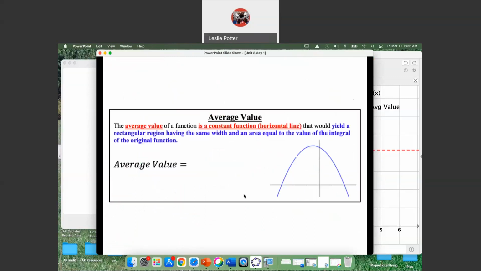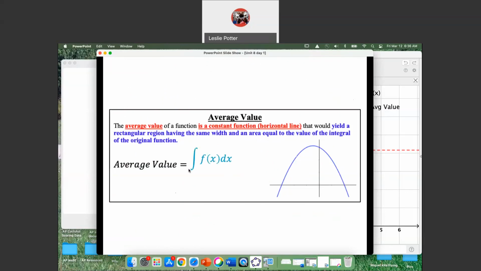Okay, so then moving on, let's go ahead and nail down the definition of the average value. So the average value of a function is a constant function. It's a horizontal line, and that horizontal line yields a rectangular region underneath it having the same width and the area equal to the value of the integral of the original function.